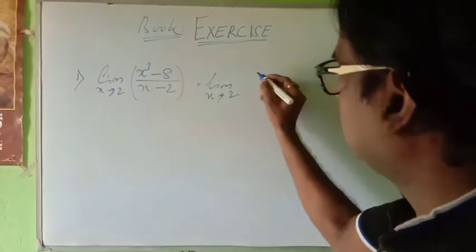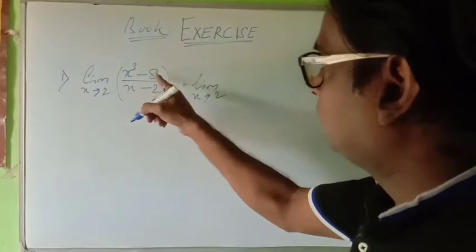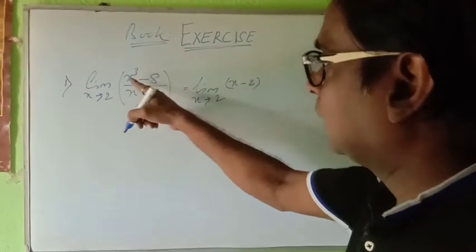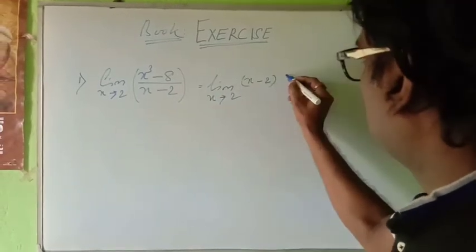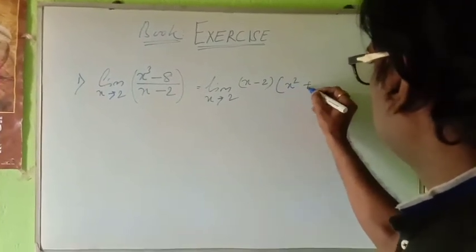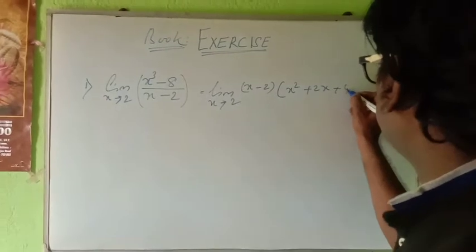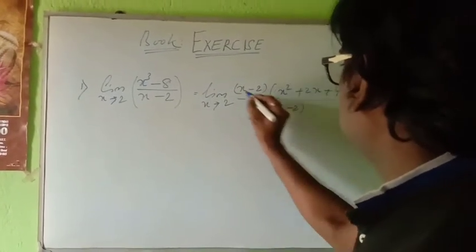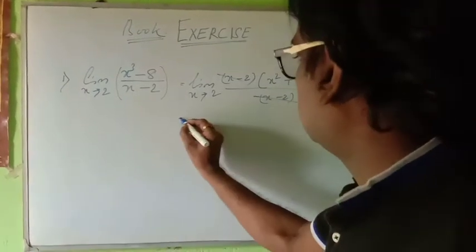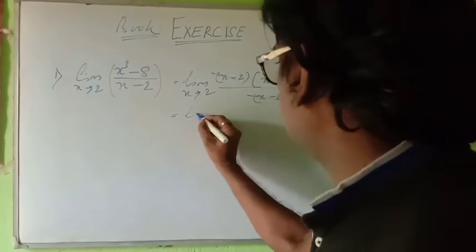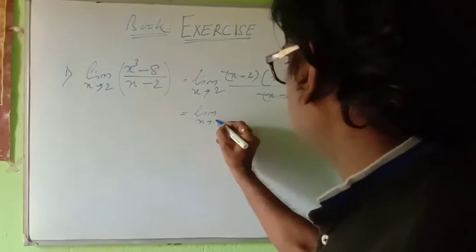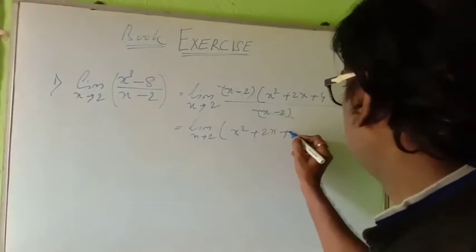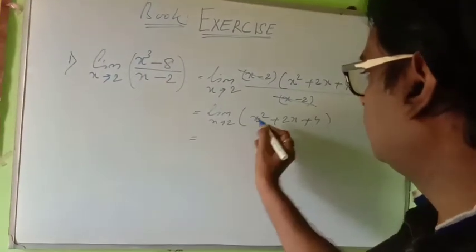Here you can apply the a cube minus b cube formula. 8 means what? 2 cube. The a cube minus b cube formula is (a minus b) whole into (a square plus ab plus b square), divided by x minus 2. This x minus 2 cancels out. After that, I can put the value of x. Limit x tends to 2, what is that? x square plus 2x plus 4. Now put the value of x equal to 2 here.